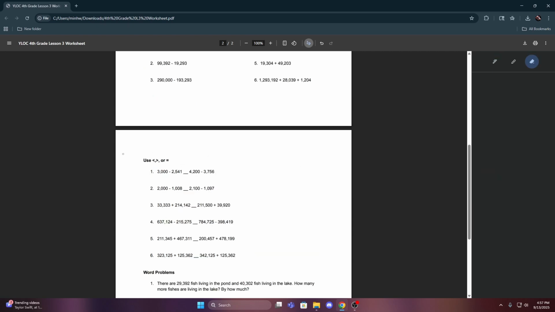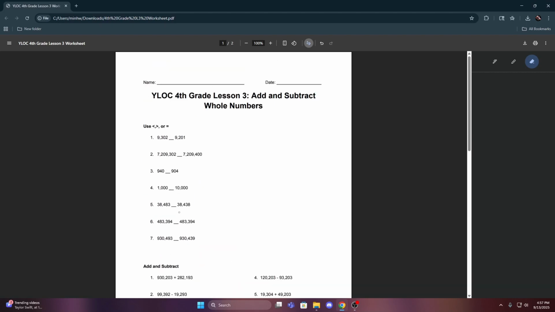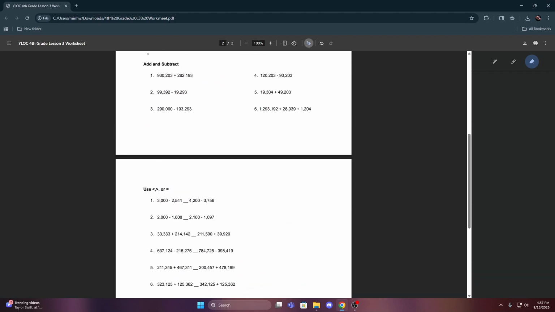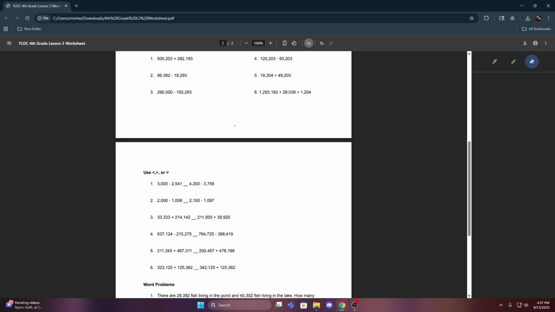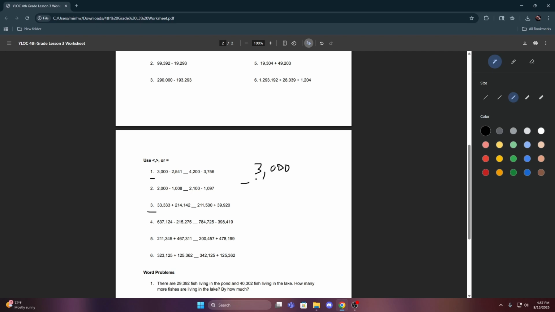Moving on, this type of problem requires us to combine what we did at first, which is comparing numbers, and also adding and subtracting like we did up here. So I will do questions 1 and 3 because one of them is subtraction and one is addition. So now let's try number 1. First, we need 3,000 minus 2,541. And notice how everything is 0 up here, and we can't subtract these numbers from 0.